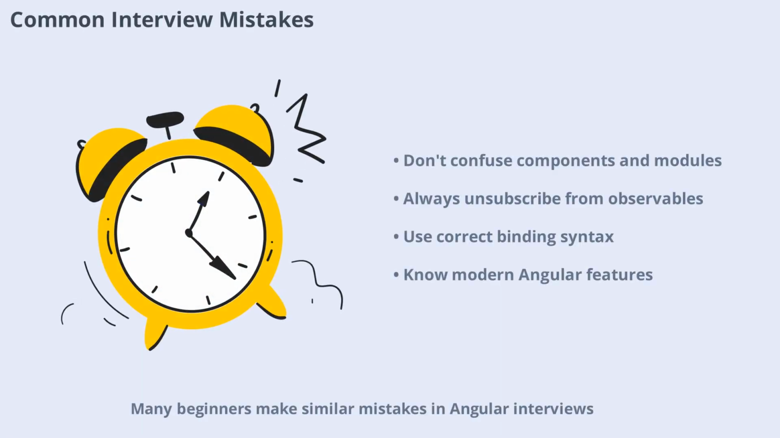Many beginners make similar mistakes in Angular interviews, such as confusing components and modules, misunderstanding change detection, forgetting to unsubscribe from observables, or mixing up binding syntax. It's also common to overlook modern Angular features like signals and standalone components. To avoid these pitfalls, practice explaining each concept clearly, write code examples, and build small apps to reinforce your understanding. Being aware of these common errors will help you stand out in your interview.